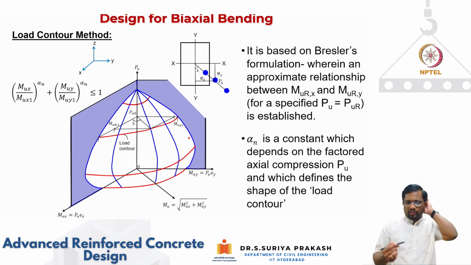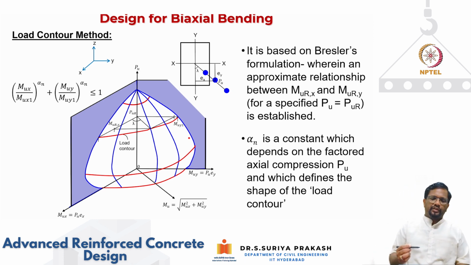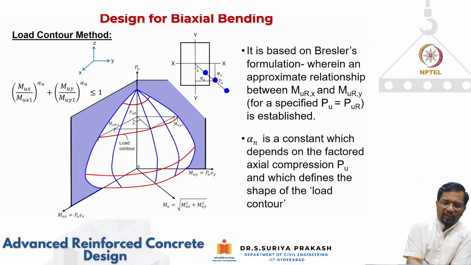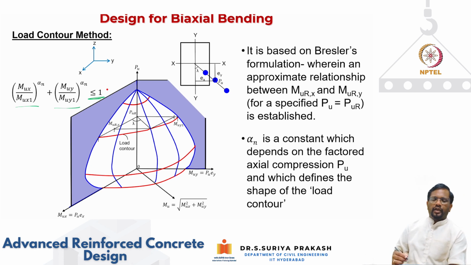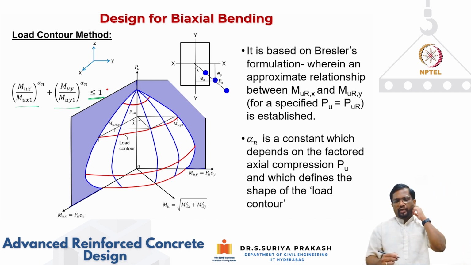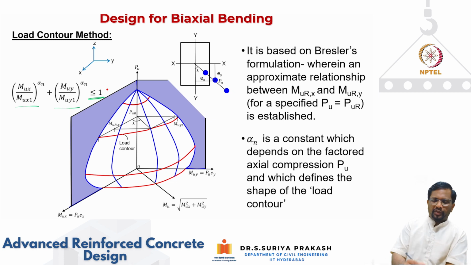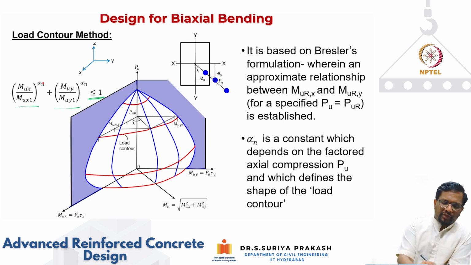So what the code is suggesting is this load contour method. As we have seen, the load contour method gives an interaction between bendings. Now let us look at this equation: Mux by Mux1 to the power of alpha n, plus Muy by Muy1 to the power of alpha n, should be less than or equal to 1. Here I'm not having P directly coming in. P, the level of axial compression, comes in the form of alpha n. We will see what it is.